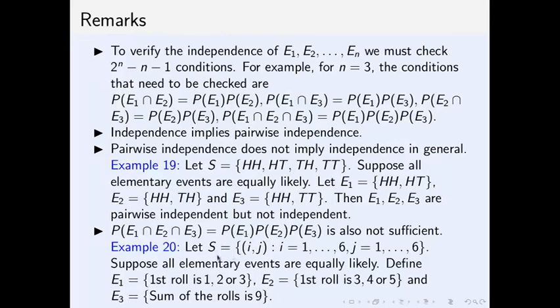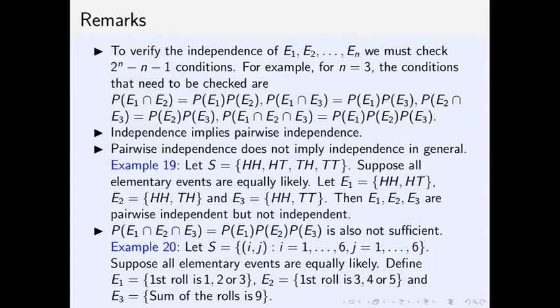See that in this case, I take S of this form. This is nothing but if I throw a die two times, the sample space corresponding to that random experiment. So I have 36 points. I take all the elementary events as equally likely, that means the probability of each elementary outcome is 1 by 36. And we define three events: E1 is first roll is 1, 2 or 3. E2 is first roll is 3, 4 and 5. Note that 3 is common in both. And third, E3 is sum of the rolls is 9.